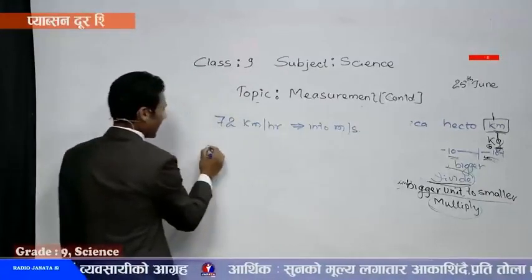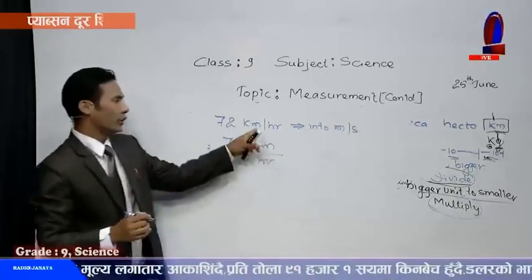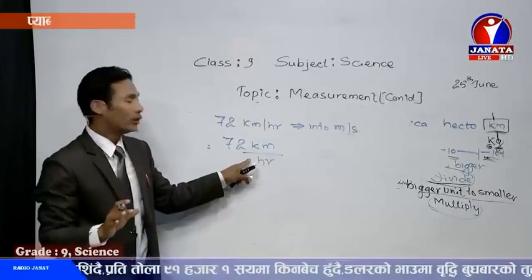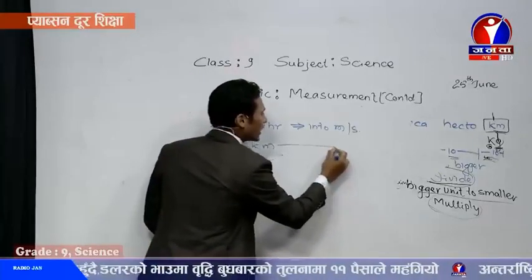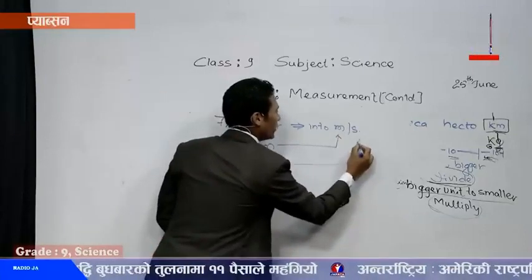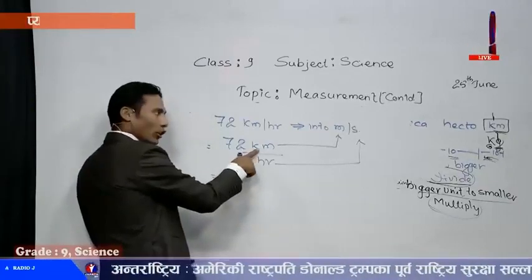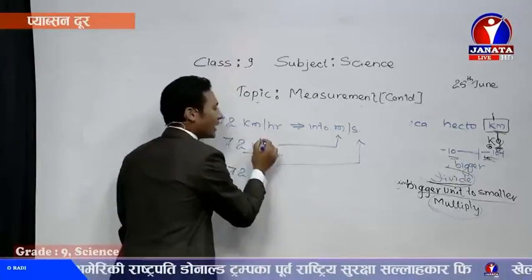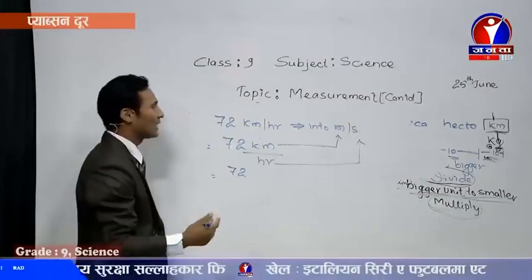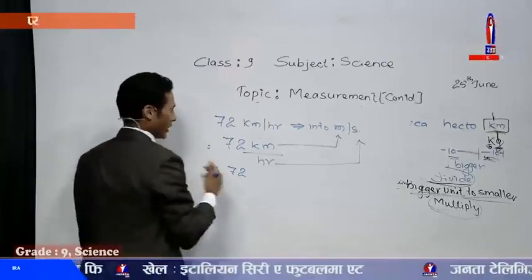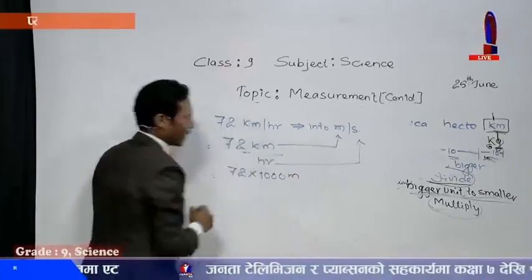So let's write down 72 kilometer per hour. This notation and this one are similar; we can use either notation. We need to change kilometer into meter and hour into second. So let's change individually. Kilometer to meter is a bigger unit to a smaller unit, which means we need to multiply by 1000, as we know that 1000 meter equals 1 kilometer. Now this kilometer will change into meter, right?